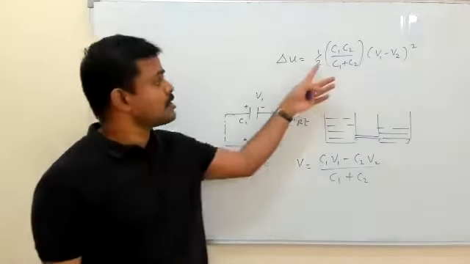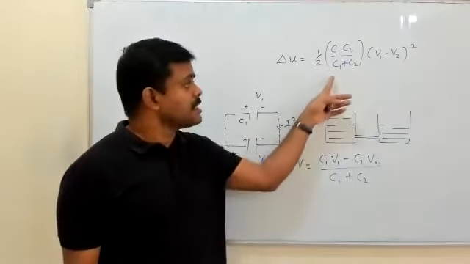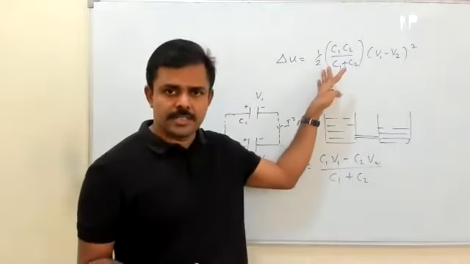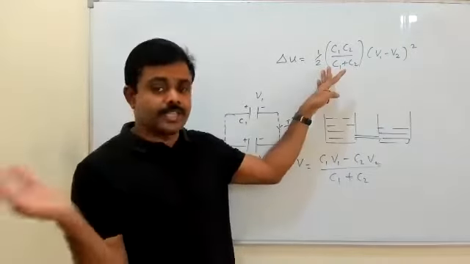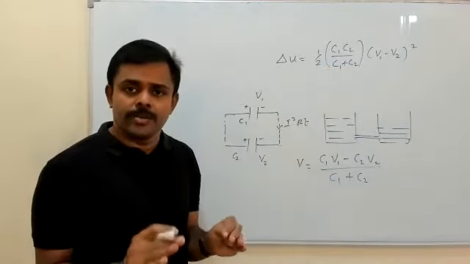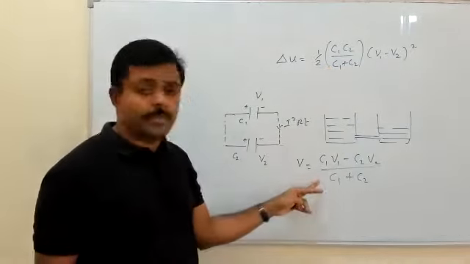How much energy is lost? This is the equation: half C1 C2 by C1 plus C2 into V1 minus V2 the whole square. Trust me, they won't ask you to prove this. You can prove this, but that was removed 6 or 7 years back. Okay, the proof is not there. If they ask, it's going to be a numerical. Don't worry, either of these will be asked.